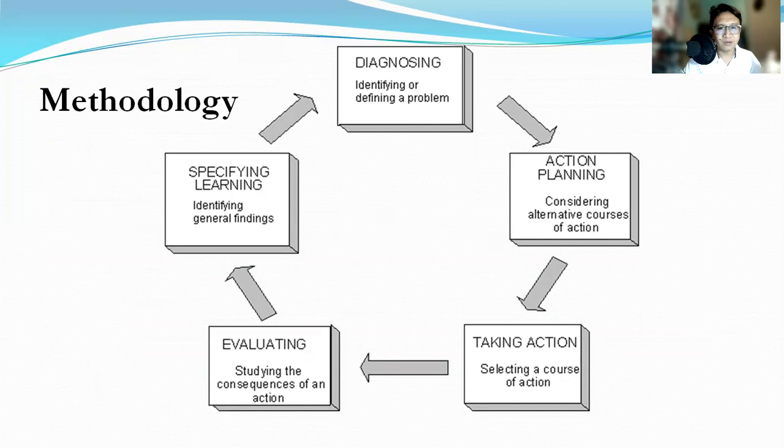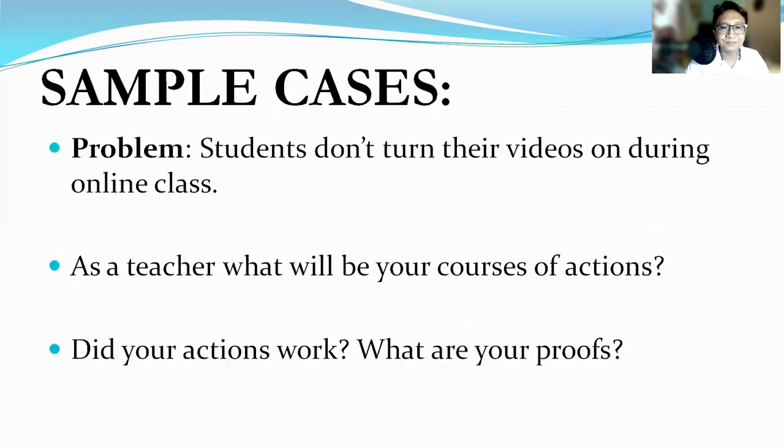So this is the methodology of action research. You begin by diagnosing or identifying a problem, and considering alternative courses of action to address the problem. From those courses of action, you select a course of action and perform it. After that, you evaluate and study the consequences of that action, and finally, you identify your general problems. If there's still a problem, you diagnose, and you do the cycle all over again.